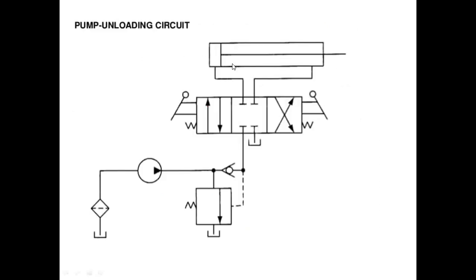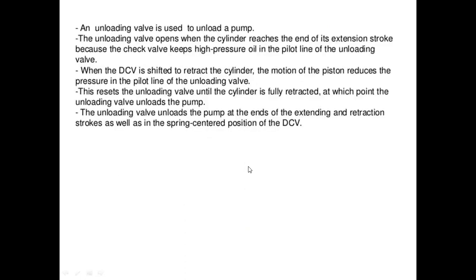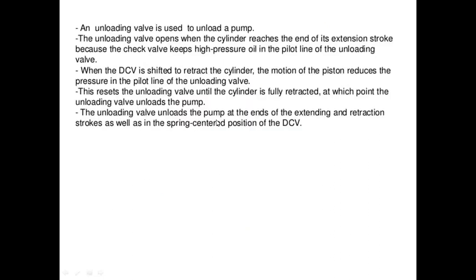See, oil goes to this side. This resets the unloading valve until the cylinder is fully retracted, at which point the unloading valve unloads the pump. The unloading valve unloads the pump at the end of the extending and retraction stroke, as well as in the spring center position of the DCV.